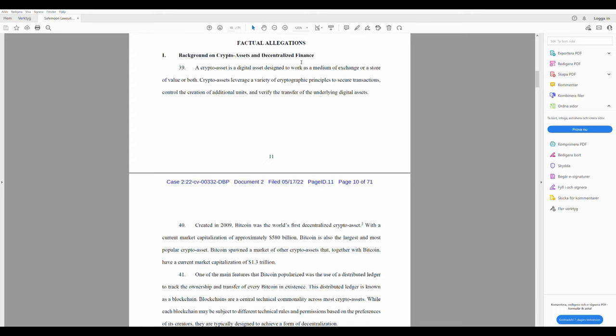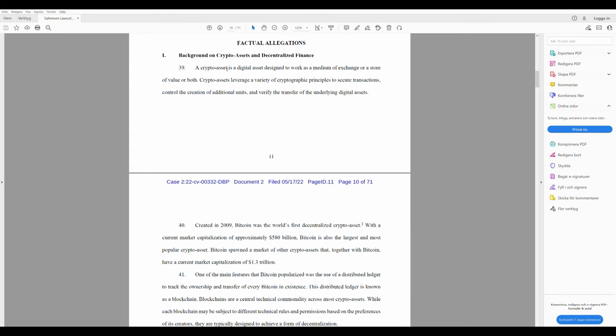Background on crypto assets and decentralized finance. 39. A crypto asset is a digital asset designed to work as a medium of exchange or a store of value or both. Crypto assets leverage a variety of cryptographic principles to secure transactions, control the creation of additional funds, and verify the transfer of the underlying digital assets.